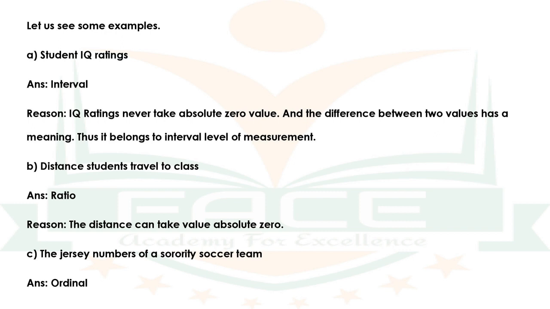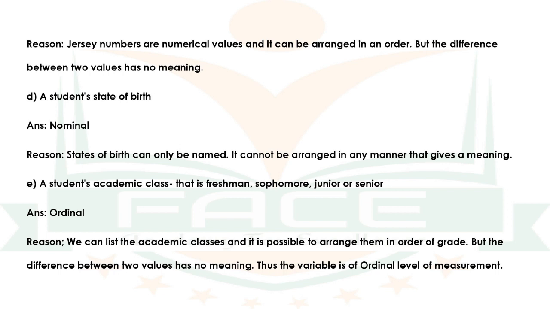The second example is distance students travel to class. The answer is ratio because the distance can take the value absolute zero. And the third example is the jersey numbers of a soccer team. The answer is ordinal, that is, it belongs to ordinal scale of measurement because jersey numbers are numerical values and can be arranged in an order, but the difference between two values has no meaning.